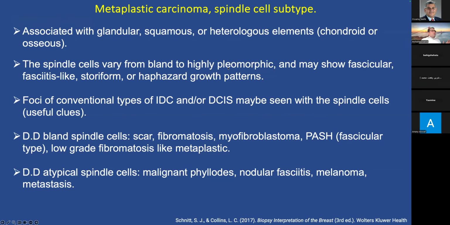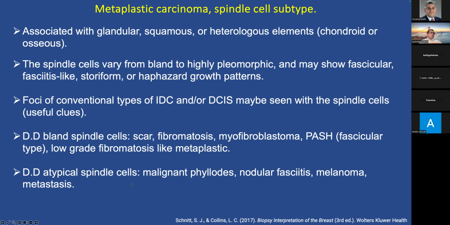Spindle cell metaplastic, anytime you have a spindle cell lesion in the breast, this is your top differential. You always look for any epithelial component in it, glandular or squamous, to help you. They can be high grade, like the one I showed you, but they can also be lower grade cytology. So the differential will be very broad: scar, fibromatosis, myofibroblastoma, fascicular, low grade fibromatosis-like.